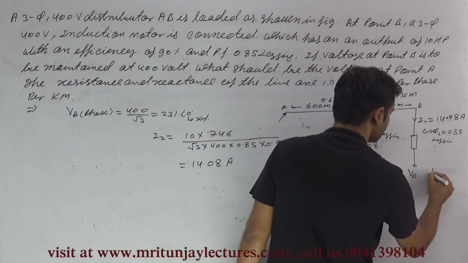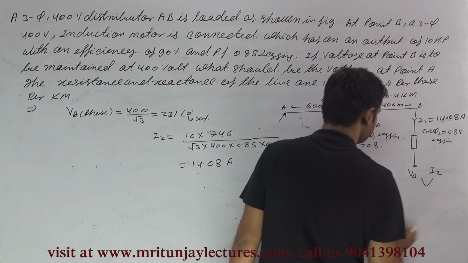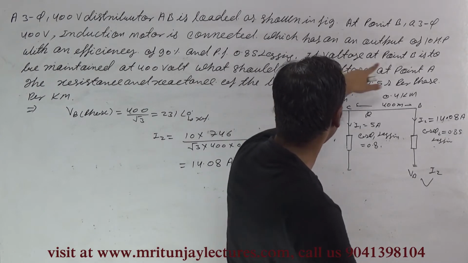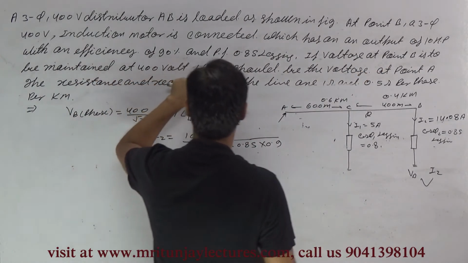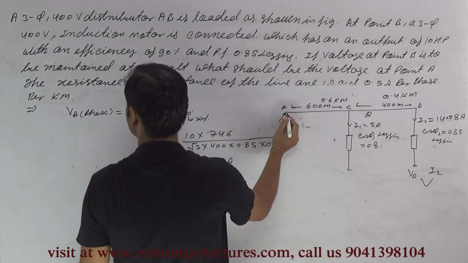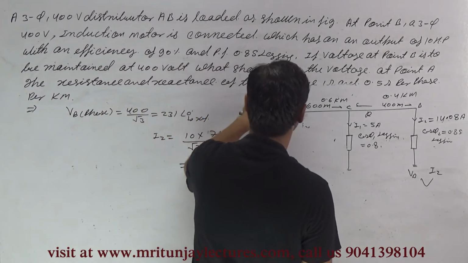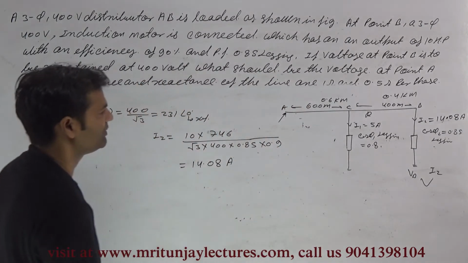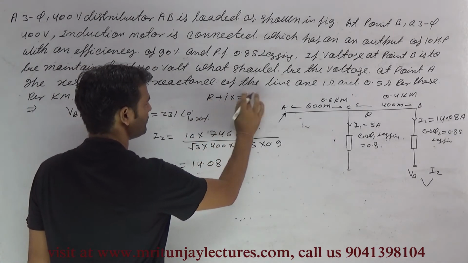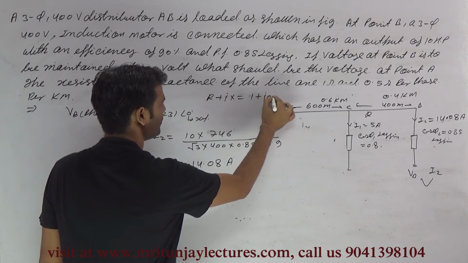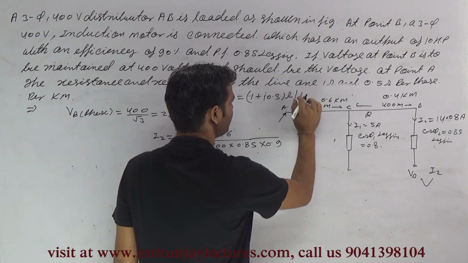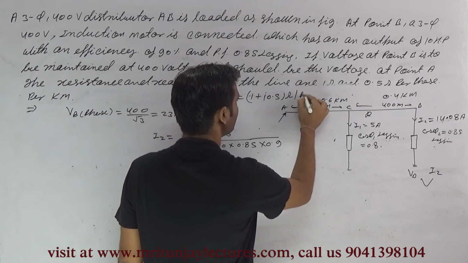Now the next target is VB and I2, the angle between VB and I2. If the voltage at point B is maintained at 400 volt, what should be the voltage at point A? Our motto is to determine the voltage corresponding to this one. The resistance and reactance of the line are 1 ohm and 0.5 ohm, means R plus jX, that is 1 ohm plus j0.5 ohm per phase per kilometer.